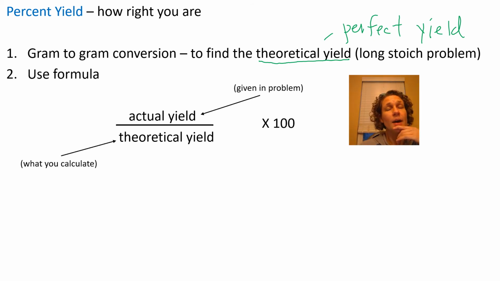Okay. Unfortunately, it doesn't always happen because you will definitely at certain times have an actual yield. If you do the lab or in the problem, I'll give you an actual yield. And this is what actually happened. And it will be divided by the theoretical yield. So just like your grade, 95 out of 100, and then times 100 because we're trying to find percents.